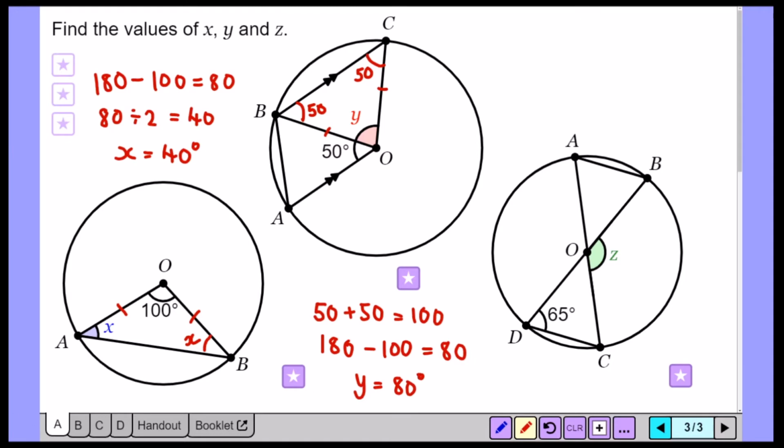In my last example, again I can use the fact that OD and OC are the same, as they both represent the radius, to say that this angle must be 65 degrees as well. 65 add 65 gives me 130 degrees, and therefore because angles in a triangle add up to 180, I know that the missing angle at the top must be 50 degrees, this angle just here.